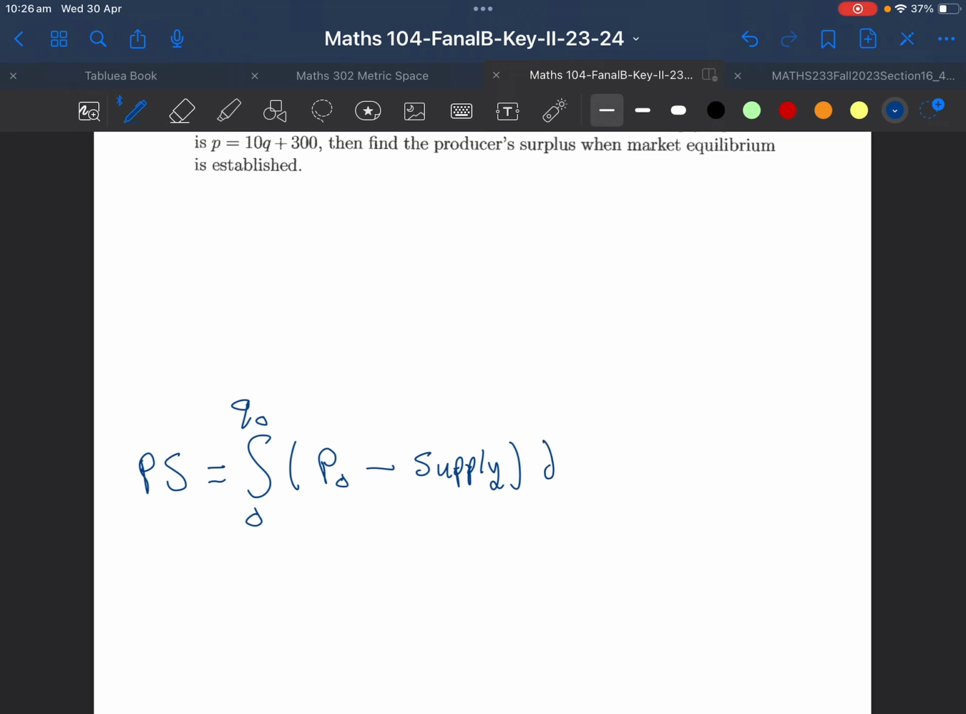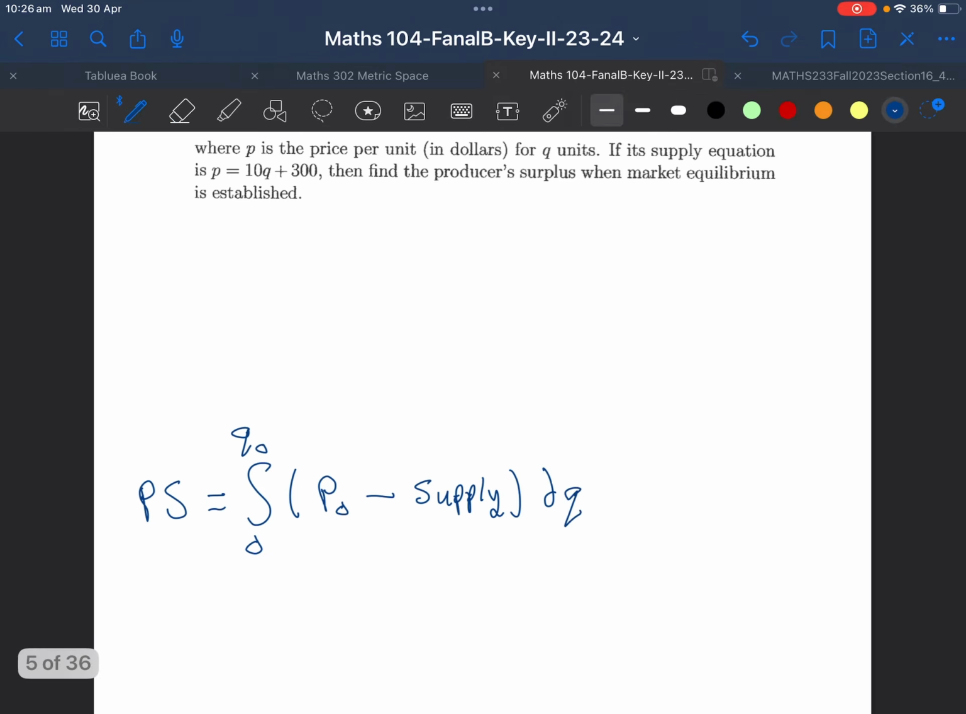Supply dq. Oh no, this is dq. So what we need to find, first of all, we need to find p0, q0. So I substitute them here. The supply is given to me in the question. It says the supply equation is, and I have it here. So if you just want me to start with the supply, minus, and then here we have the supply, which is 10q plus 300 dq.